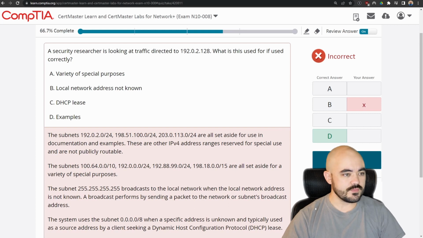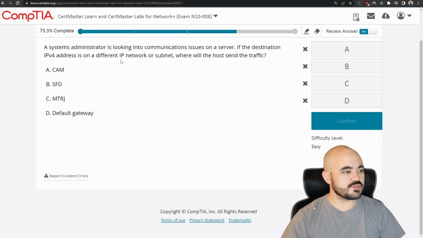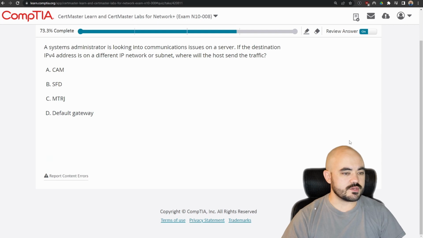So, cool. A systems administrator is looking into communications issues on a server. If the destination IPv4 address is on a different IP network or subnet, where will the host send the traffic? All right, this is a conceptual question. Default gateway would be the answer.